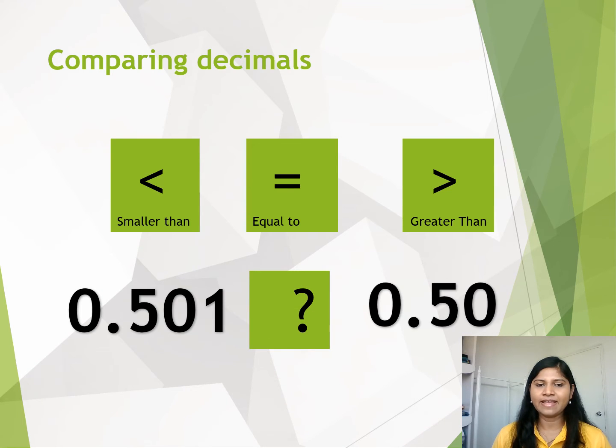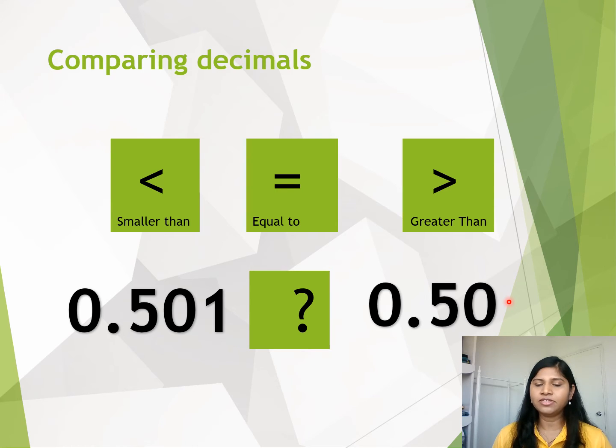Let's take a look at the second example. Here we have two numbers, 0.501 and 0.50. So we start comparing from the largest place value. So here is 0 and 0. 0 is equal to 0. Move to the next digit, 5 and 5 in the tenths place. So 5 is equal to 5. Move on to the hundredths place. So here we have 0 in the hundredths place. Here also we have 0 in the hundredths place. Now move on to the thousandths place. In the thousandths place we have 1 here, whereas in this number there's no digit in the thousandths place.